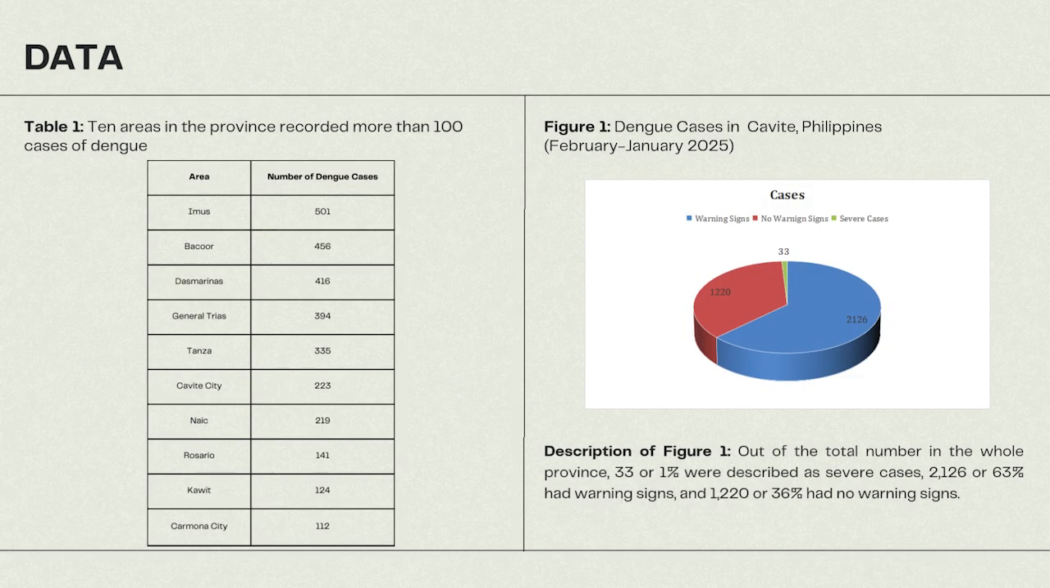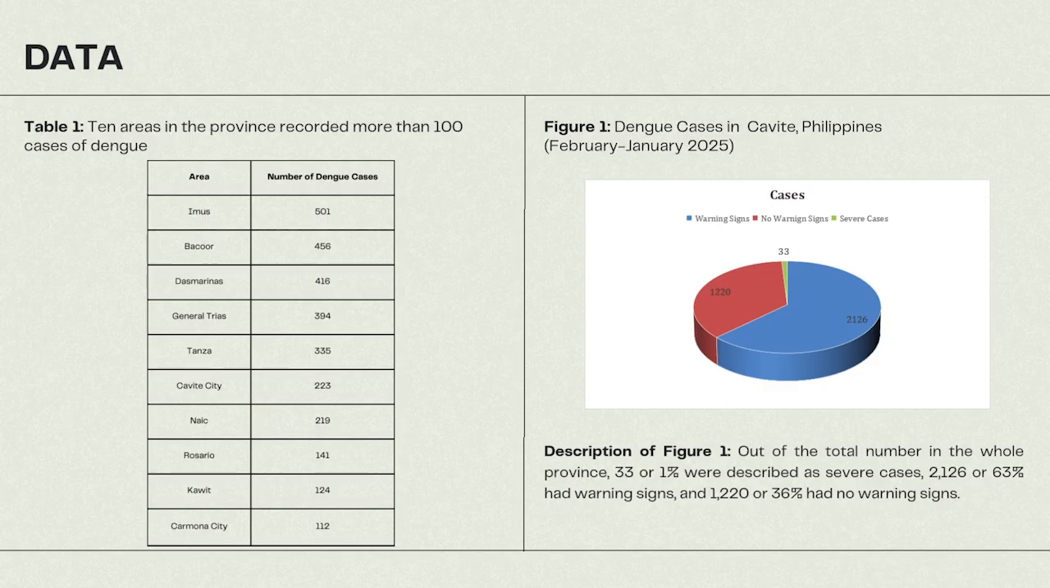So this is the data. Table 1 represents 10 areas in the province that recorded the most cases of dengue. These are Imus, Bacoor, Dasmariñas, General Trias, Tanza, Cavite City, Naic, Rosario, Kawit, and Carmona City.